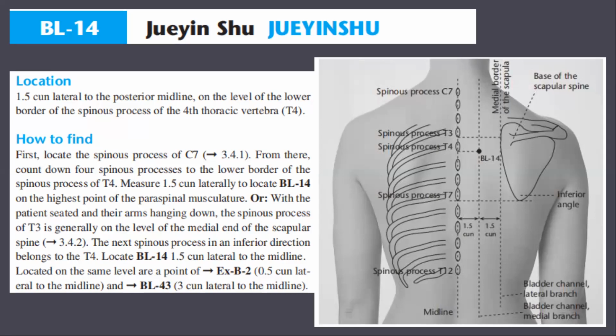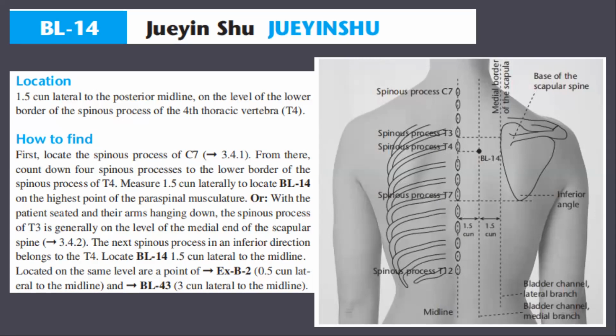Or, with the patient seated and their arms hanging down, the spinous process of T3 is generally on the level of the medial end of the scapular spine. The next spinous process in an inferior direction belongs to T4. Locate Bladder 14, 1.5 cun lateral to the midline.